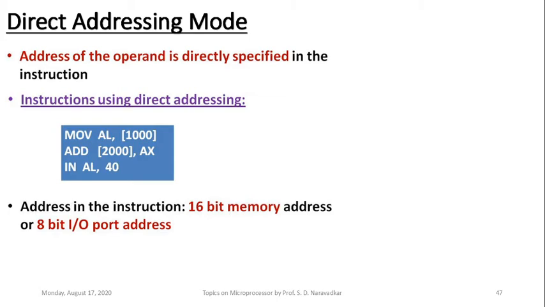Okay, and then towards the bottom, here is the conclusion. In case of direct addressing mode here, the address within the instruction is a 16-bit memory address, which is of course the offset address from the data segment, or it can be an 8-bit IO port address as specified above in the third instruction.